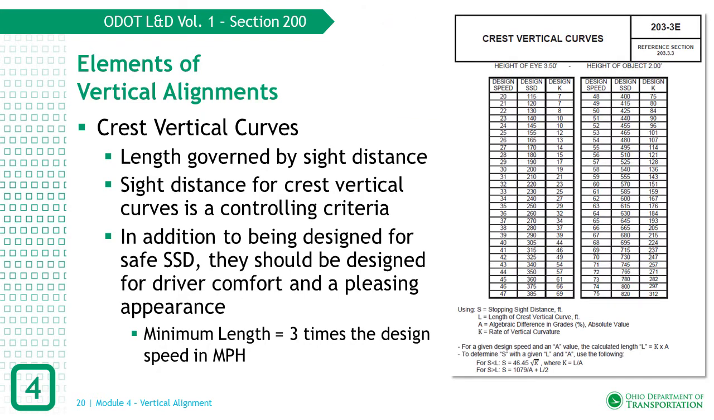Figure 203-3 shows the design K value necessary to obtain a crest vertical curve length adequate to achieve the stopping sight distance for a given design speed. The length of crest vertical curve should also be designed for driver comfort. Because of this, ODOT looks to establish a minimum length of crest vertical curve to be at least 3 times the design speed in miles per hour, meaning that if the design speed is 50 miles per hour, then the minimum length of crest vertical curve should be at least 150 feet.